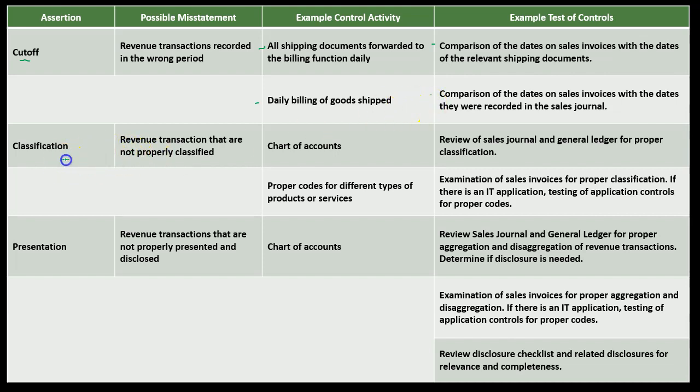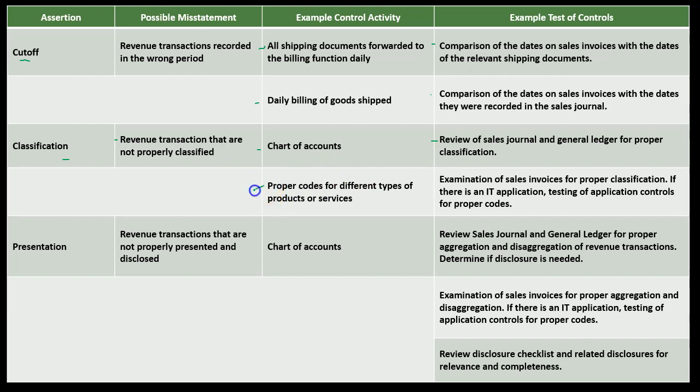Then we have the next assertion of classification. Classification, possible problem related to it: revenue transactions that are not properly classified. That's the problem. What's the internal control we can put in place? We want to have a chart of accounts. How can we test that chart of accounts as the auditor? Review of sales journal and general ledger for proper classification.